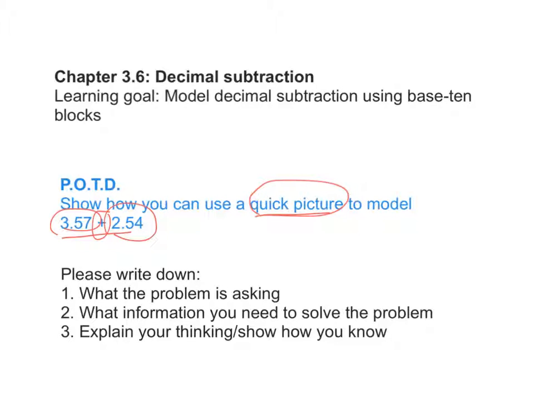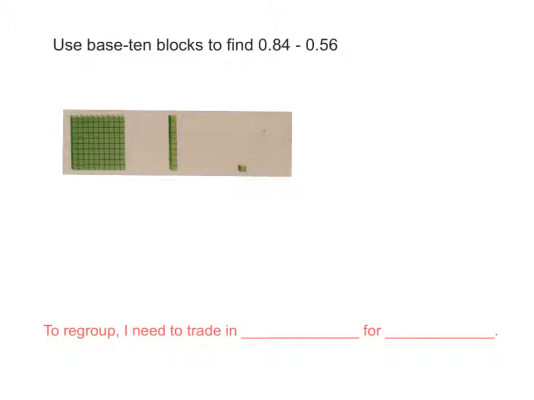Today is chapter 3.6, and it's all about decimal subtraction, and it's very similar to yesterday, because just like yesterday how we were using base 10 blocks to model decimal addition, today we're going to look at how we can use base 10 blocks and quick pictures to model decimal subtraction, okay? Just like I said yesterday, if you already know the standard algorithm, I want you to pay attention today because it's important that you know multiple ways and have multiple strategies to show how you can add and subtract decimals, okay? All right. So let's jump right in.